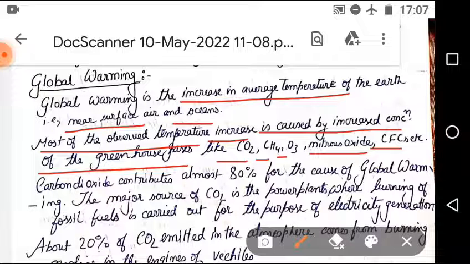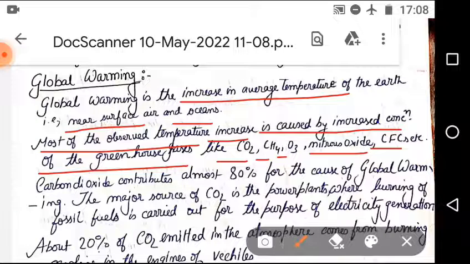So most of the temperature increase is due to the increase in the concentration of greenhouse gases. And what are the main greenhouse gases? I have already discussed: carbon dioxide, methane, that is CH4, ozone, which is O3, nitrous oxide, then chlorofluorocarbons, also called CFCs, and water vapor is also an example of a greenhouse gas.